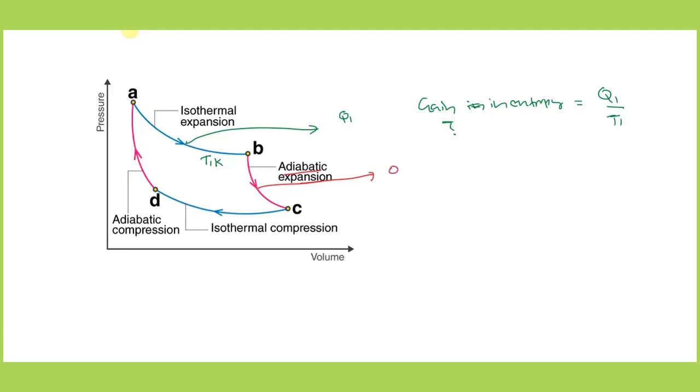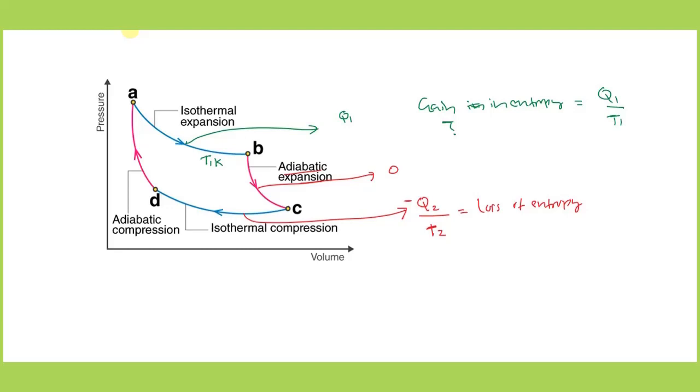Now if you consider the process CD, during process CD the working substance rejects an amount of heat Q2 to the sink, which is at temperature T2. So the change in entropy, which is loss of entropy, will be equal to Q2 by T2. Now since this is loss of entropy, we can place a negative sign here.